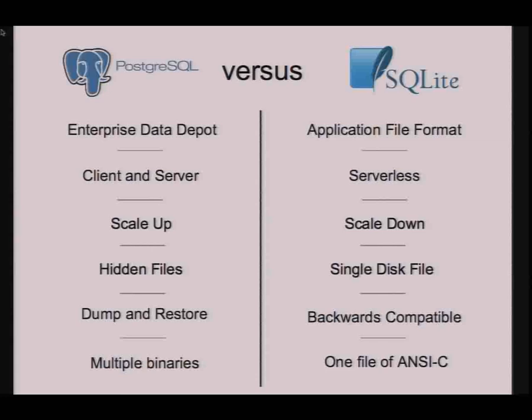You've got client-server, where SQLite wants to be serverless. It's writing directly to the disk. There's no server to get involved because this is part of a small application. Postgres is striving to scale up. You want to store ever more data on ever more places, whereas SQLite wants to scale down because it has to fit on ever smaller devices.